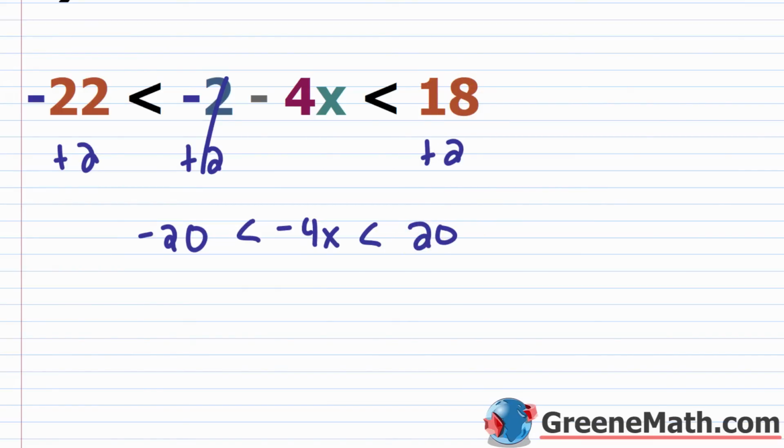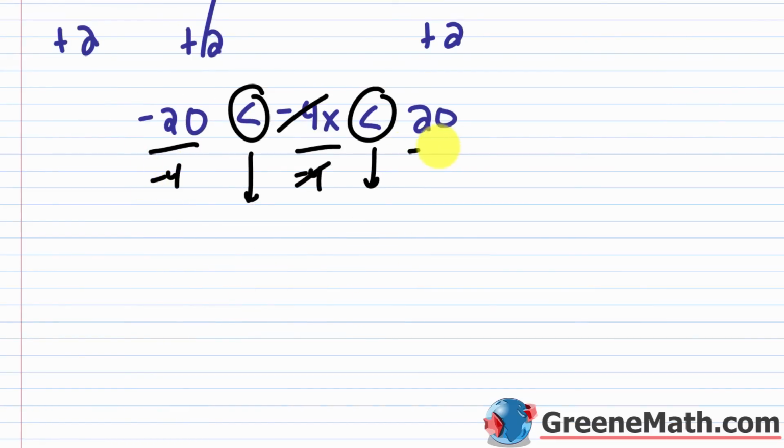All right, let me divide each part here by negative 4. Again, that's the coefficient of x. This is going to isolate x in the middle. So this is going to cancel away. Now, because I divided by a negative, remember you have to flip the direction of these inequality symbols. I'm going to divide this by negative 4 and this by negative 4. And what I'll say here is that I have x, and I'm going to flip each of these to greater than symbols like this. So negative 20 divided by negative 4 is going to be positive 5. And 20 divided by negative 4 is going to be negative 5.